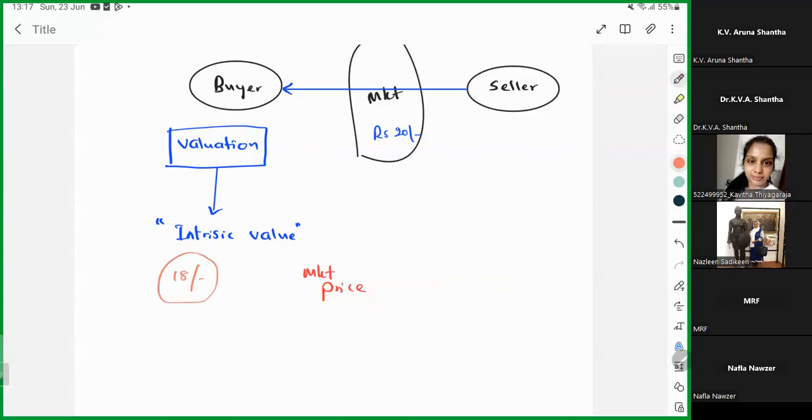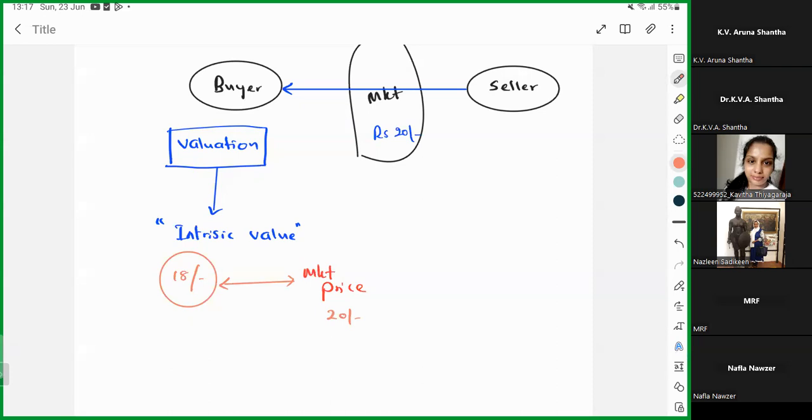Now 18 is the intrinsic value. You compare it with the market price. The market price is 20. As a buyer, is it worth buying these company shares? No, because you are paying 2 rupees more.